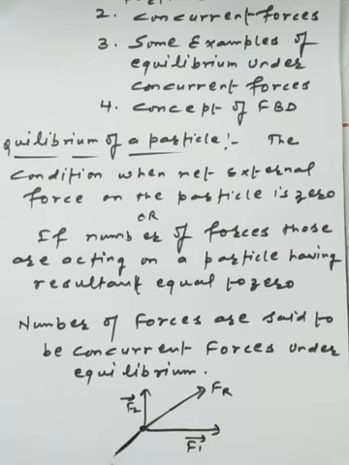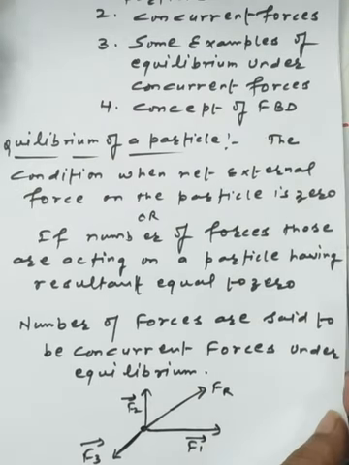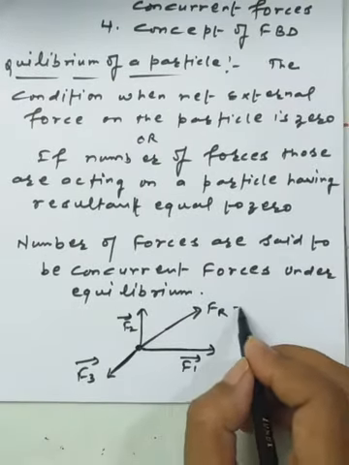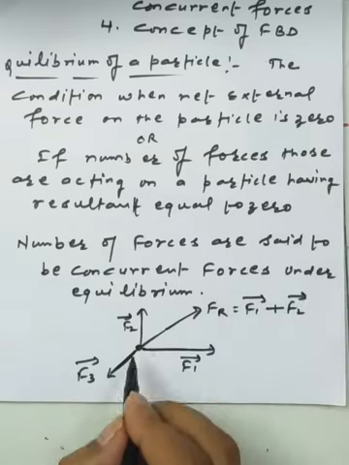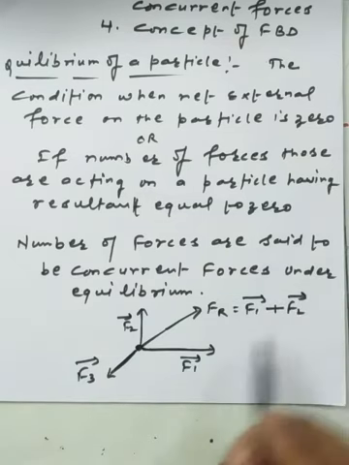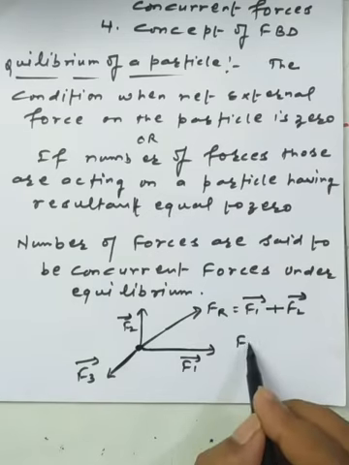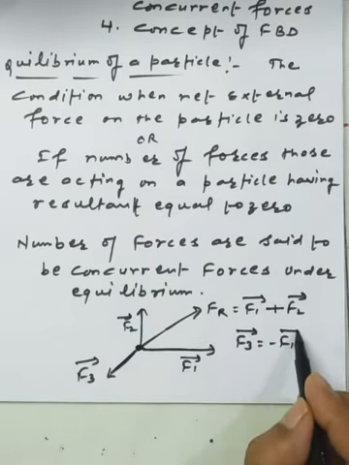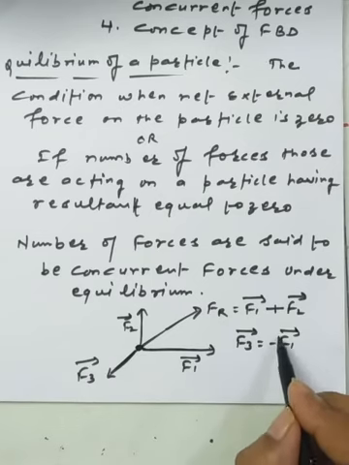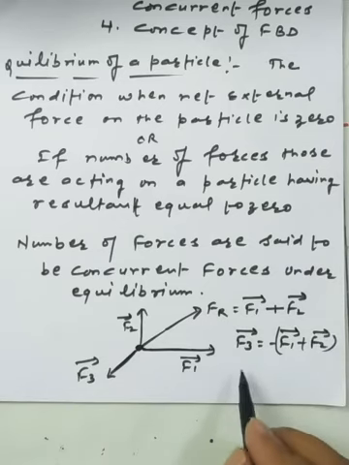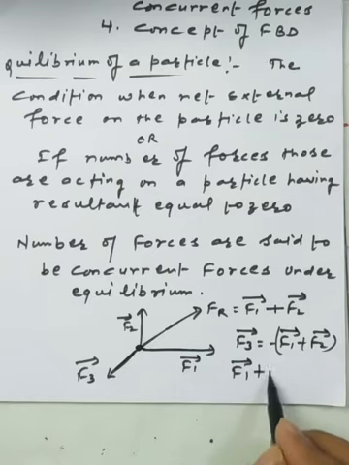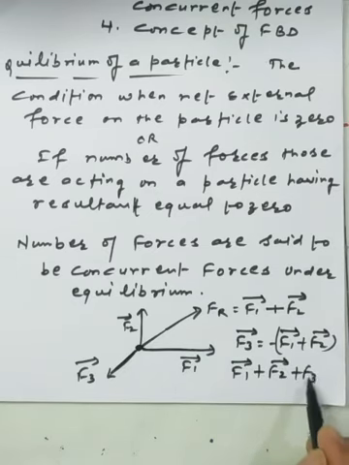Somehow we are assuming a situation in which a third force, called F3, acts on the particle, and F3 is just opposite to the resultant of F1 and F2. So we are assuming that F3 is equal to minus (F1 plus F2). Here we are making the resolution of this equation, and we get the result that F1 plus F2 plus F3 is equal to 0. So this is the situation of equilibrium we have.